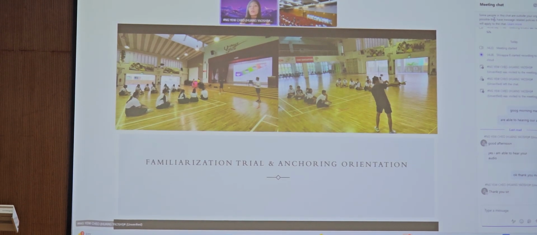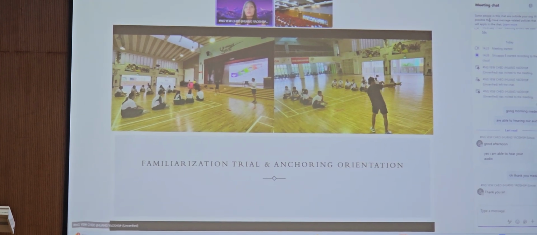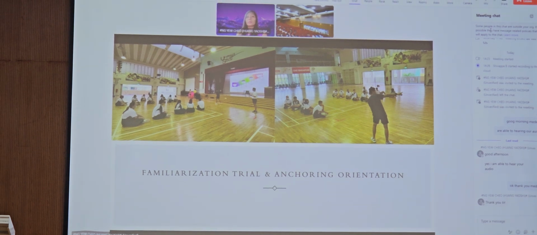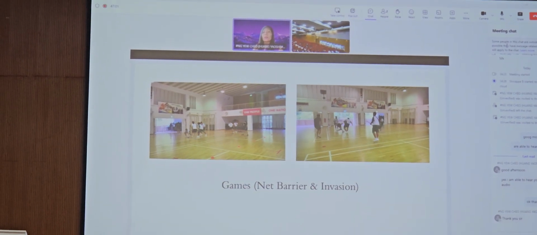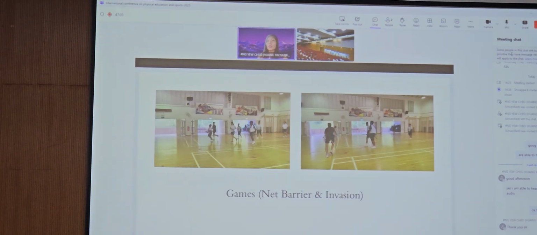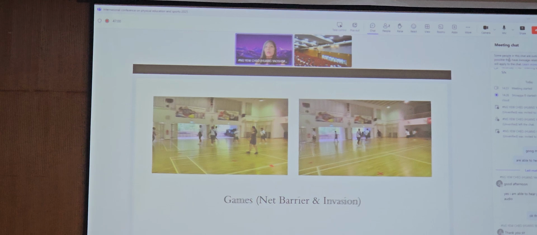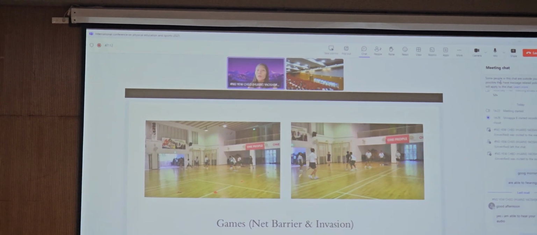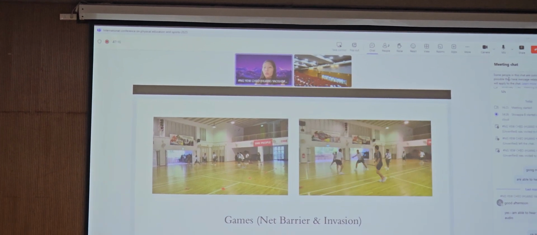So this is a familiarization trial and anchoring orientation. The teachers explain to the students how to use the scale. And as you can see in the two videos, the students played a variety of games during the 11 sessions of 45 minutes. It could be a net barrier game or an invasion game. As you can see, they are playing a modified frisbee game where they are throwing the frisbee and scoring to the goal.